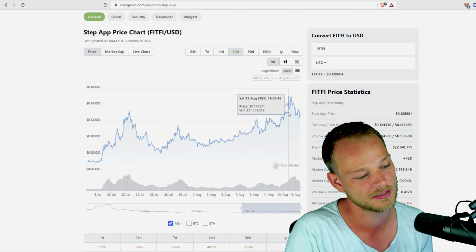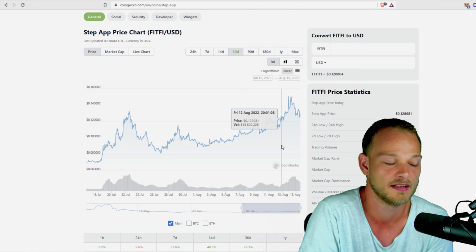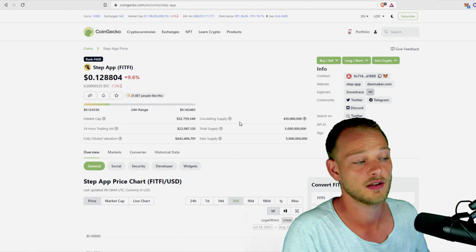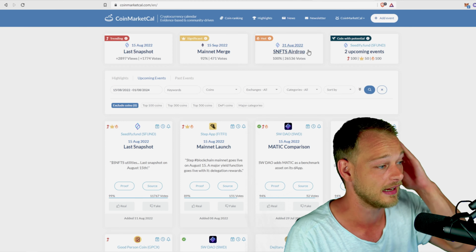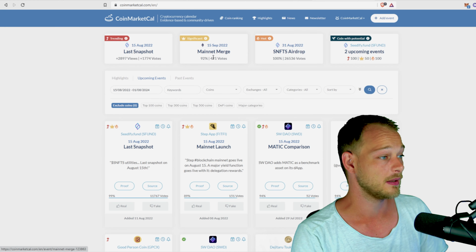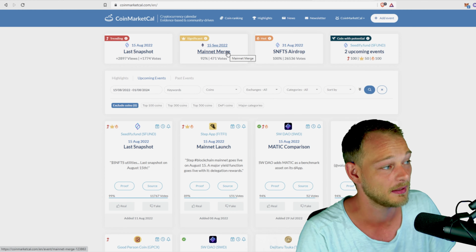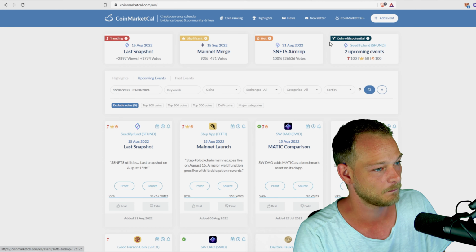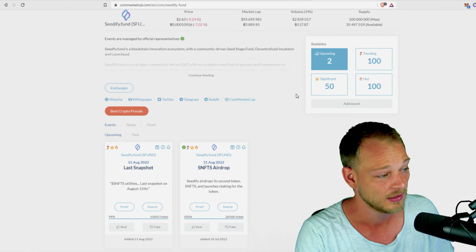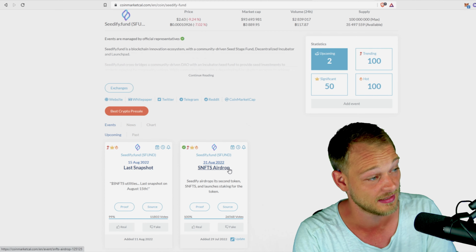So it's not a big pump right here. So probably the mainnet was already announced a while ago, and people were just slowly accumulating that. So if you feel like, okay, this might be worth a shot, then you could check that out. Now, there is a lot to see right here. 15th of September, the mainnet merge for Ethereum, as we all know. CDFI has, you know, coins with potential. It says CDFI has 2 things coming, so the last snapshot and the NFT airdrop.